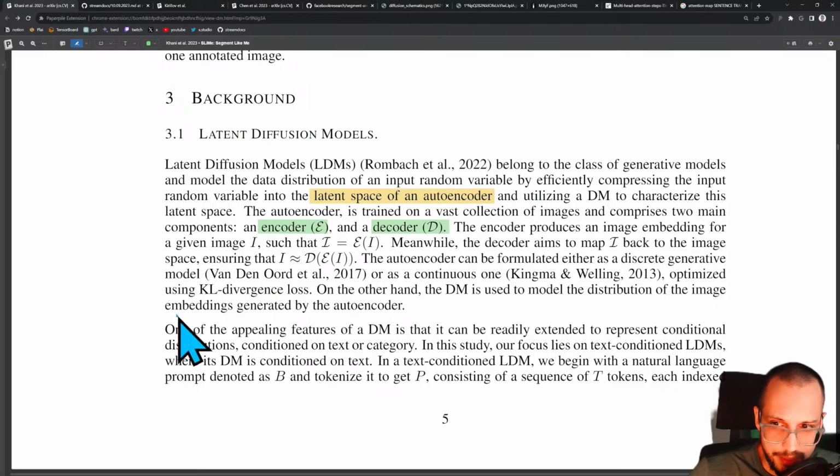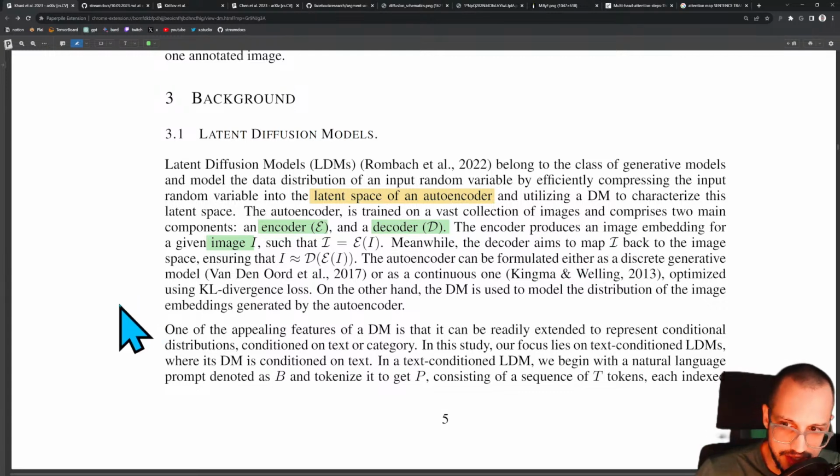The encoder produces an image embedding for a given image I. So you have some image I, some three-channel image, such that the latent I equals E of I. Here what they're saying is the encoded image, which is this fancy script I, is equal to the image fed through the encoder. The decoder aims to map the latent back to the image space, ensuring that this is about the same.